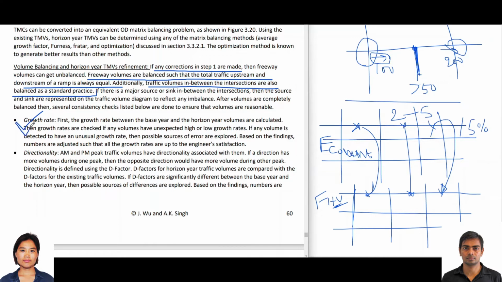A lot of errors are found when we are playing around with growth rates, and we see some of the links are unrealistically high because the travel demand model has thrown some weird output. The second one is directionality. AM and PM peak traffic volumes have directionality associated with them.